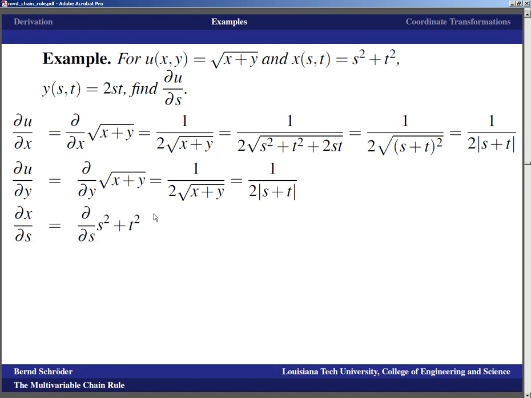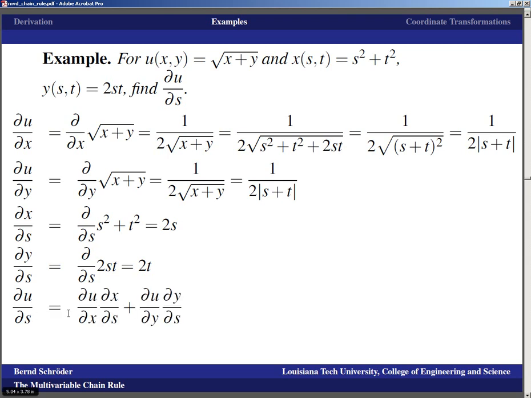Okay, so then we still need dx ds, or partial x with respect to s. Well, that's just going to be 2s, right? So d ds of s squared plus t squared, which is 2s. I guess I should have put parentheses around that. And then dy ds, or partial y with respect to s, that is partial with respect to s of 2st, and that'll be 2t. And, well, then, of course, the partial of u with respect to s is the partial of u with respect to x, times the partial of x with respect to s, plus the partial of u with respect to y, times the partial of y with respect to s.